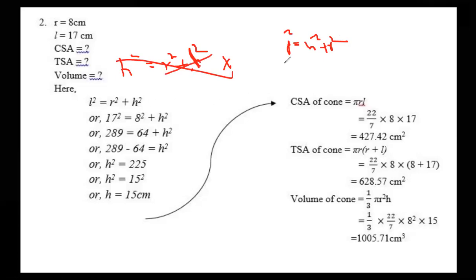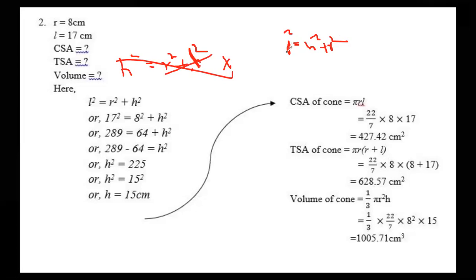What is the real formula? You need to remember. What should be in front of the equals sign? L should be there. L is the biggest number. Hypotenuse is the biggest number. So L square equals R square plus H square. L is 17, so 17 square equals 8 square plus H square. We don't know the value of height, so we will get the height as 15 centimeter.